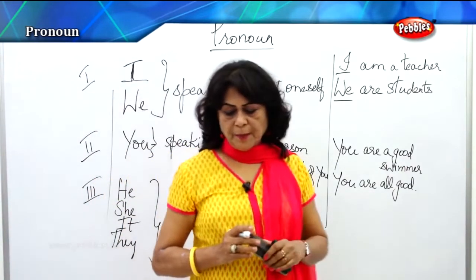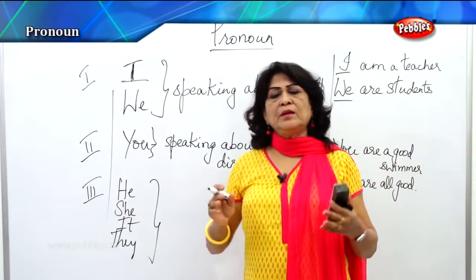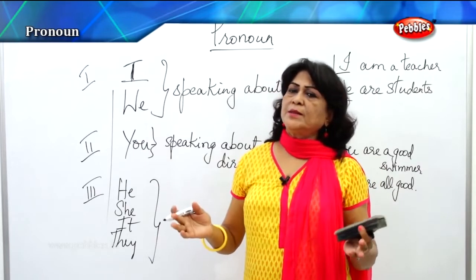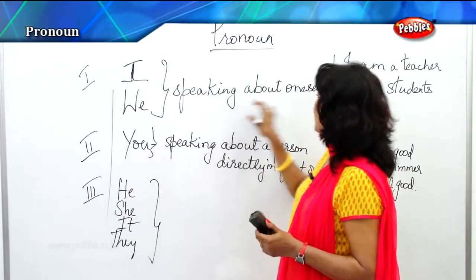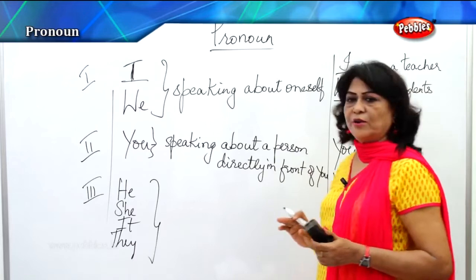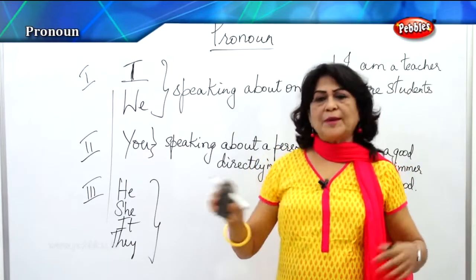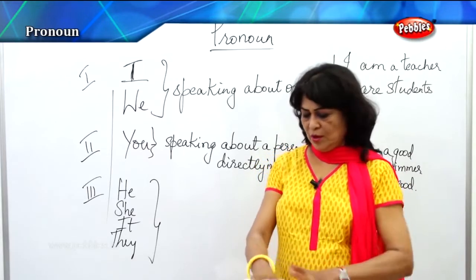Now this third person, it is spoken to people who are not directly in front of you. So spoken about somebody who is not present there. See, speaking about oneself, speaking about a person directly in front of you, or speaking about someone who is not present at the moment, someone who is not present there.